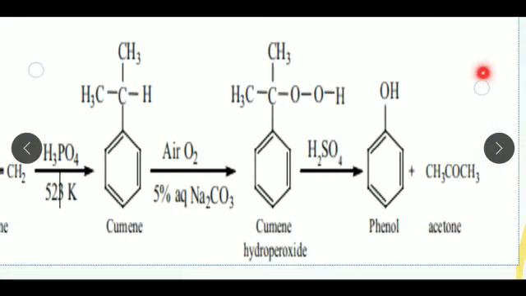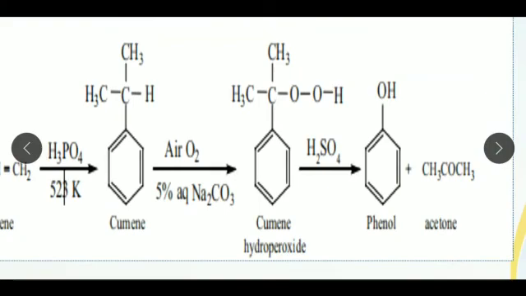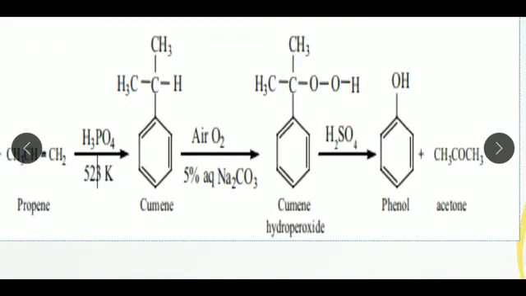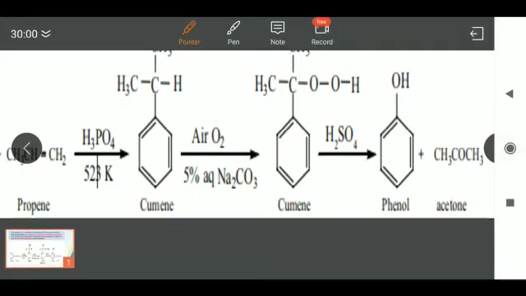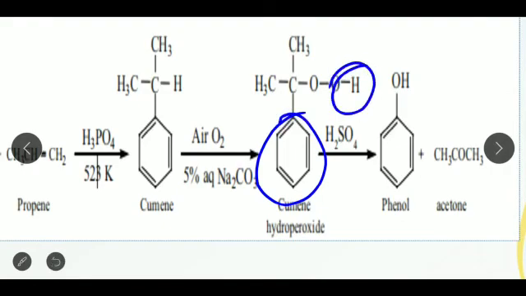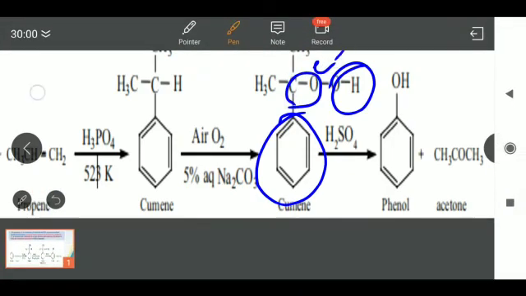CH3C(CH3), benzene ring, OOH. This benzene ring and OH are removed as phenol. CH3C double bond O CH3. Why double bond? There is a cleavage of the OH group and benzene ring, so it becomes a double bond. Now we are getting acetone. This acetone is also a very important byproduct.